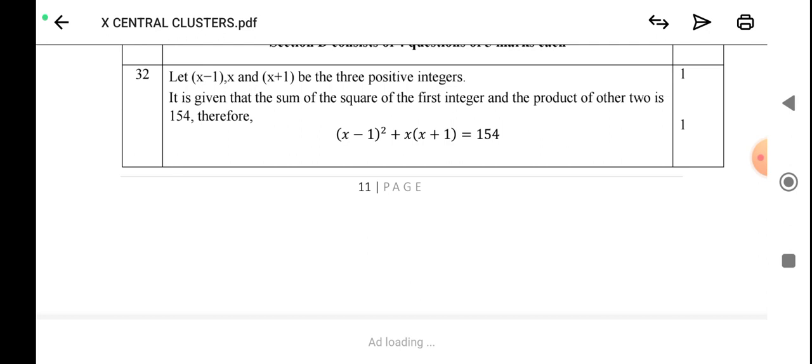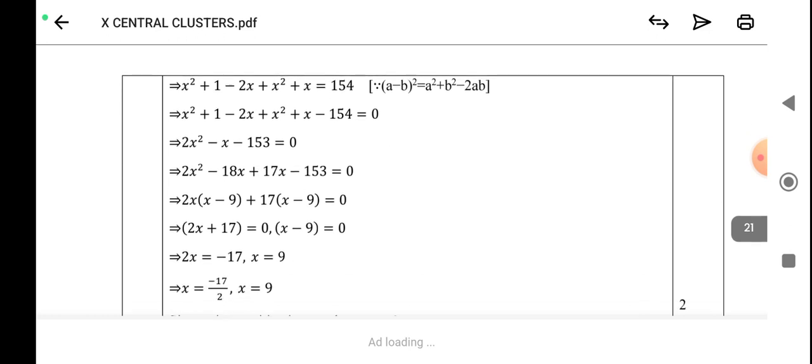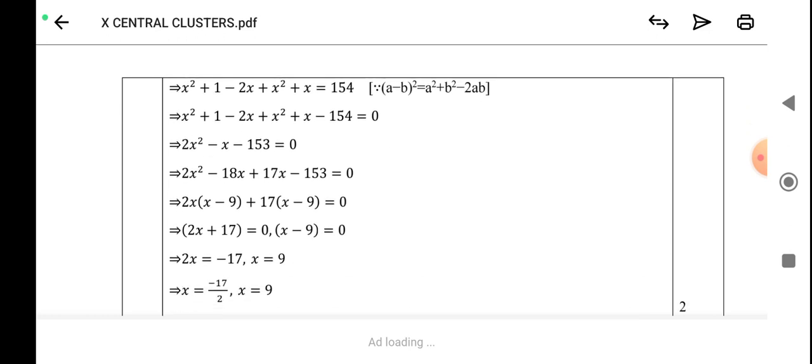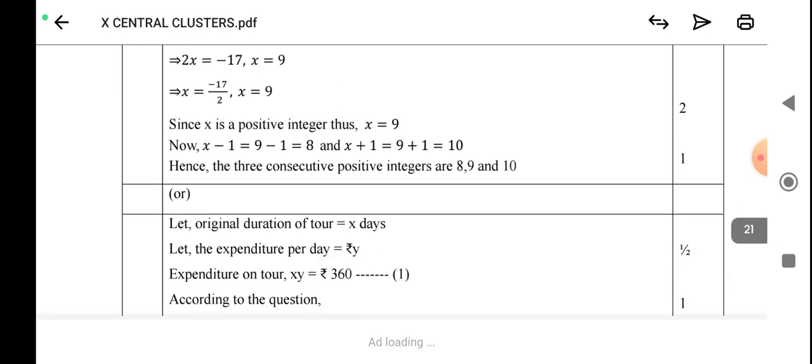My 31st question, quadratic equation. Simplify. Get the value of x equal to negative 17 by 2 and x equal to 9. Then if you got x equal to 9, substitute it and get the x value 10. Therefore, the consecutive positive integers are 9, 10.